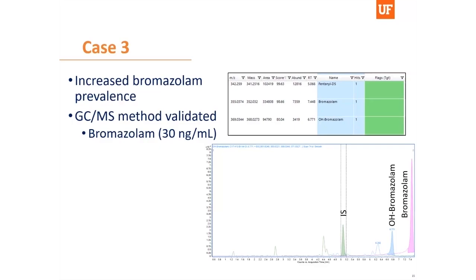Over the past year, we had seen an increase in the prevalence of bromazolam and other designer benzodiazepines, and therefore developed a confirmatory method on GCMS. Using this validated GCMS method, we determined that there were 30 nanograms per milliliter of bromazolam present in the blood for this case.